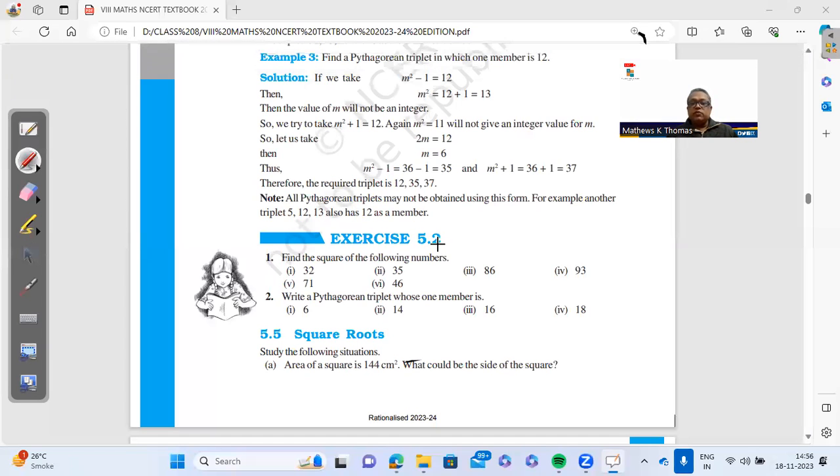Chapter 5, squares and square roots. Of course, there is a method to find out square root, that is prime factorization. Another method is the repeated subtraction method, and another method is long division. So there is no formula, there is a procedure for that.